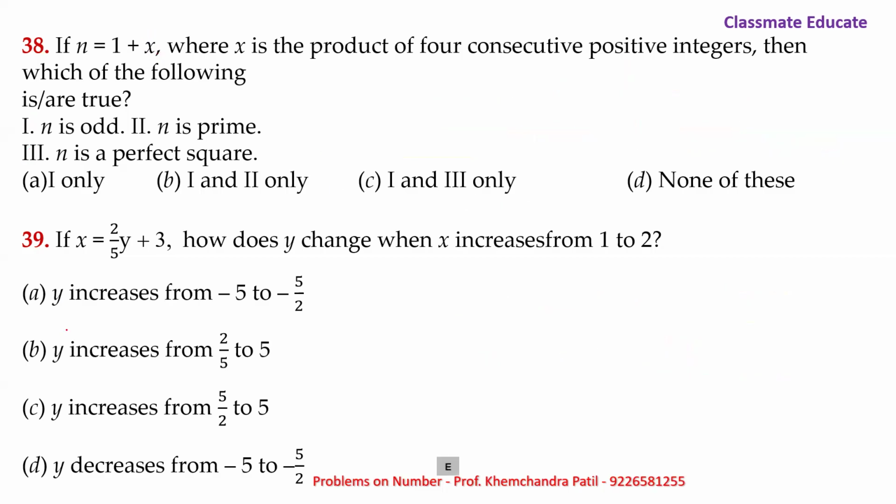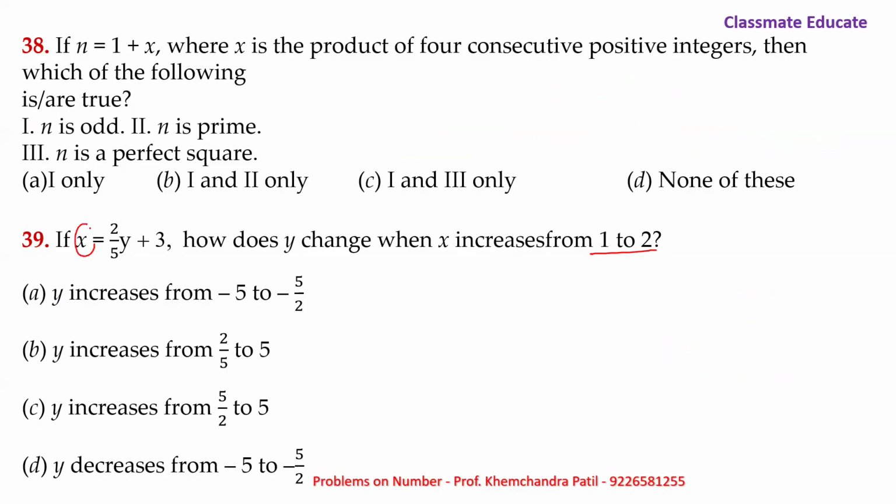Now let us go to question number 39. If x is equal to 2 by 5y plus 3, then how does y change when x increases from 1 to 2? What changes in y when x increases from 1 to 2?